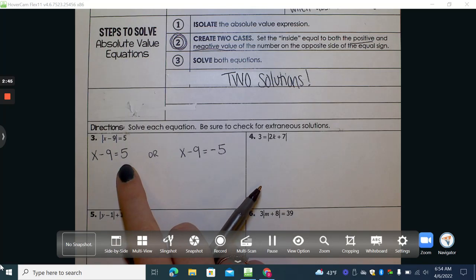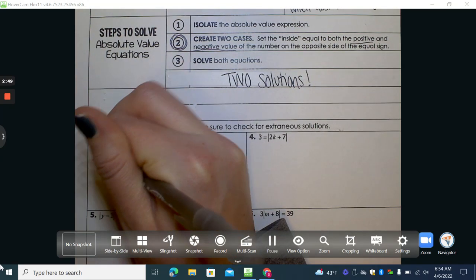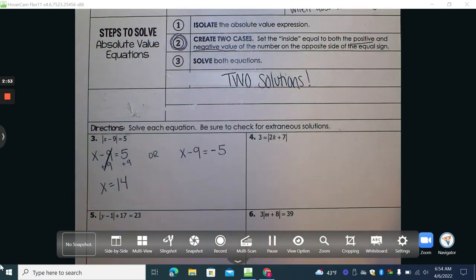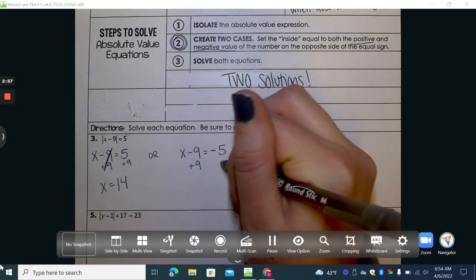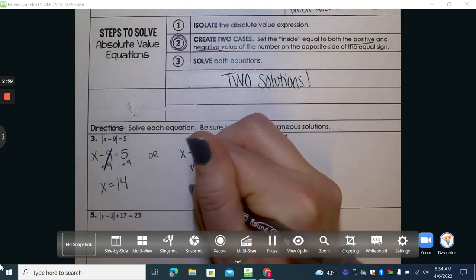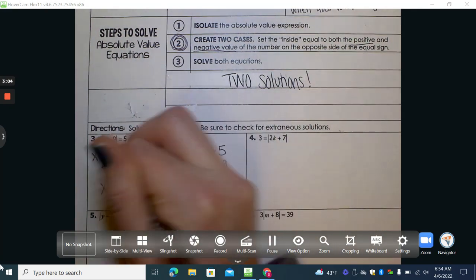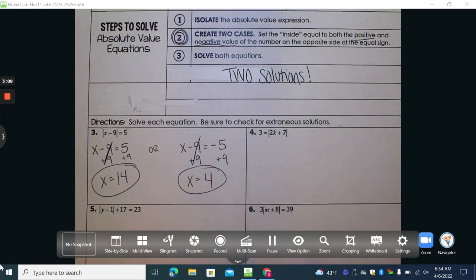So x minus 9 equals 5. I'm going to add 9 to each side. That way I get rid of that minus 9. And I'm left with x equals 14. But I'm also going to do the same thing over here. I'm going to add 9 to both sides. And I'll get x equals a positive 4. And those are my two solutions. You need both in order for your answer to be correct.